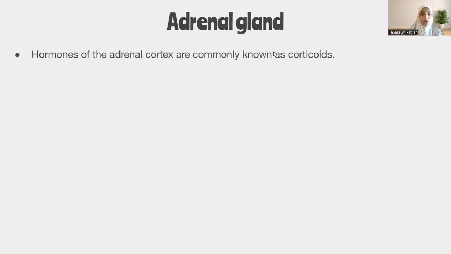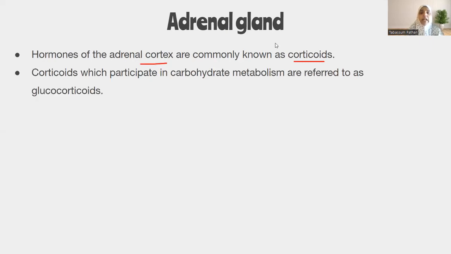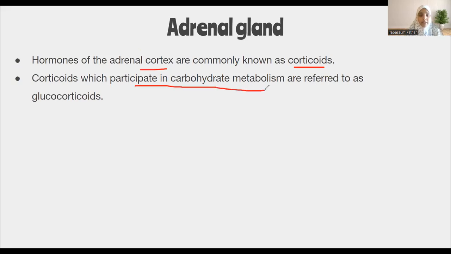Okay, so mostly now beginning with the cortex, they are known as corticoids, either glucocorticoids, mineralocorticoids, etc. Why? Because they're steroid in nature. These corticoids mostly participate in carbohydrate metabolism. So we saw two names, gluco and mineralo. The ones which participate in the carbohydrate metabolism are referred to as glucocorticoids. The name itself tells you the function, carbohydrate metabolism.